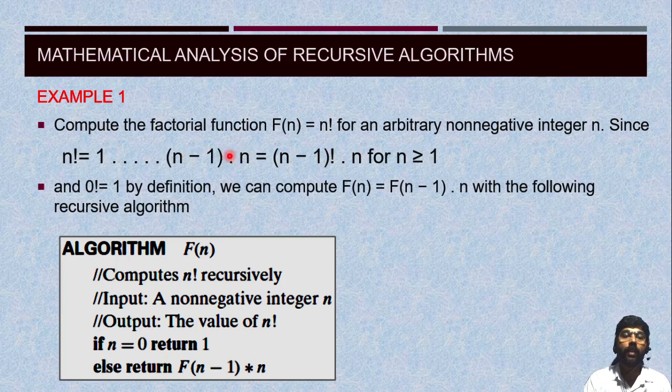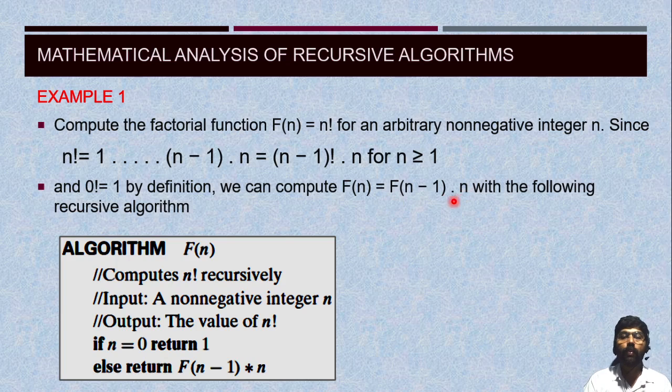I just change the formula this way, when the n value is greater than 1. Whenever the n value becomes 0, 0 factorial is 1 by definition. A simple way of calculating this factorial is: factorial of n is factorial of n minus 1 times n.